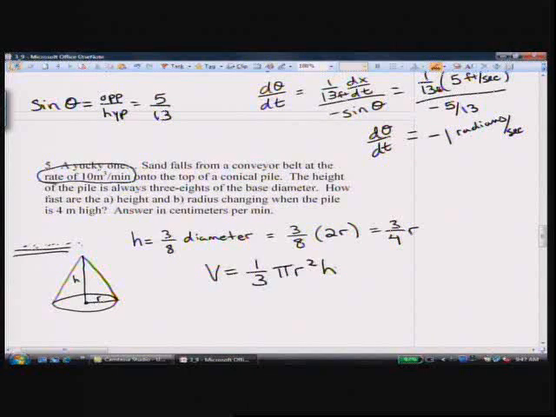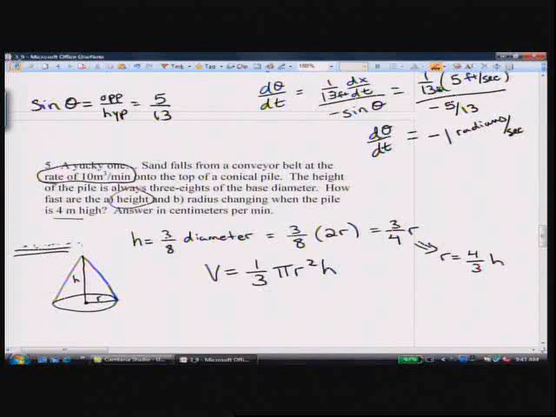Now, if we want dH/dt first, then because we're looking for how fast the height is changing when the pile is exactly 4 meters high, we can solve h equals 3/4 r for r as well. So this implies that r is equal to 4/3 h.